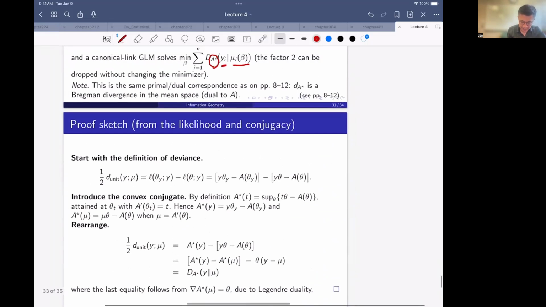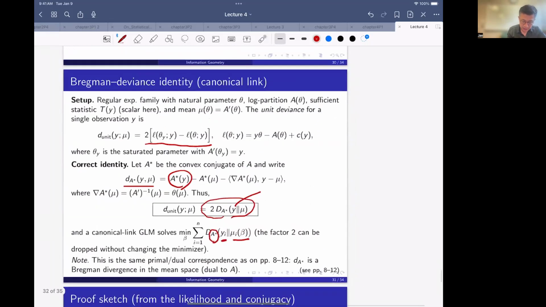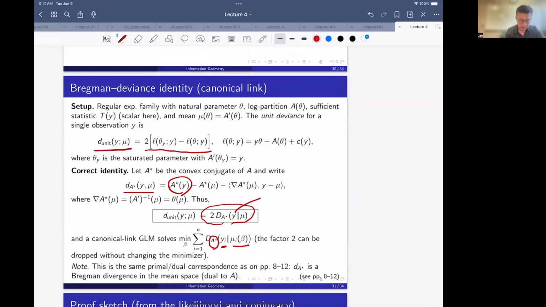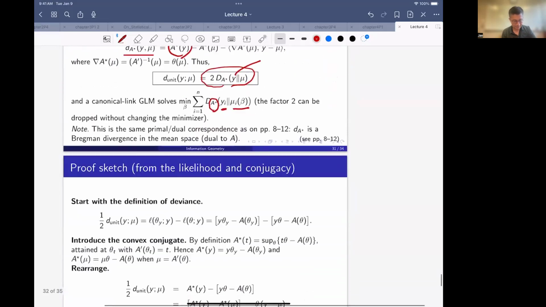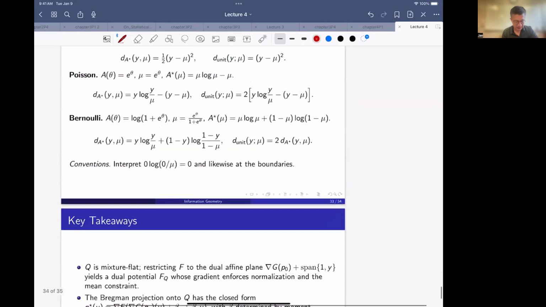Basically, this unit deviance, which is based on the log likelihood, turns out to be using a dual of the Bregman divergence. But yeah, I think that's pretty much all.